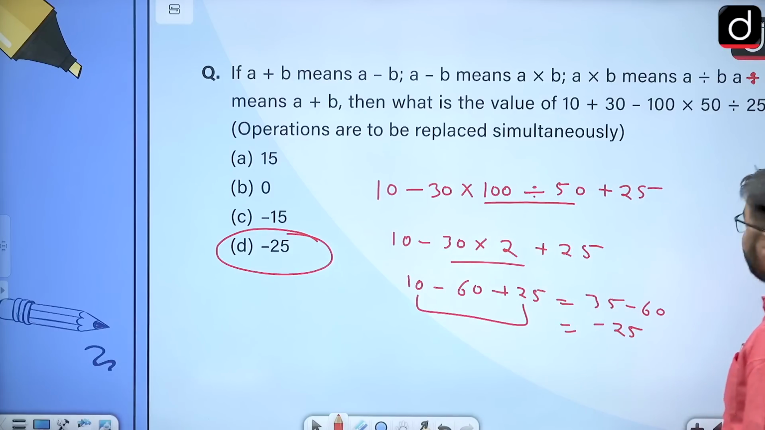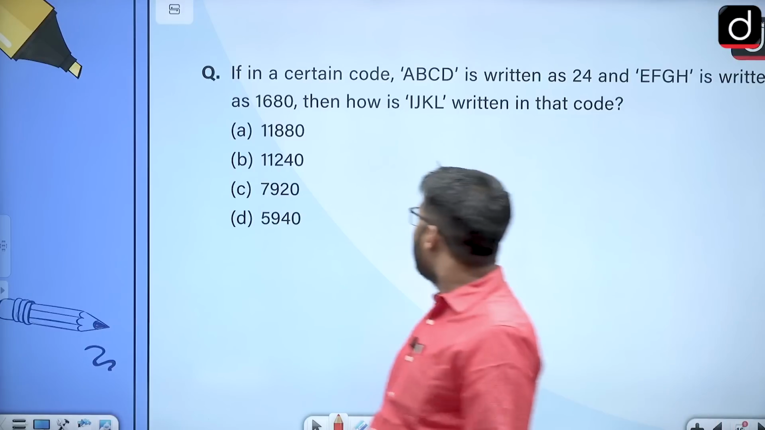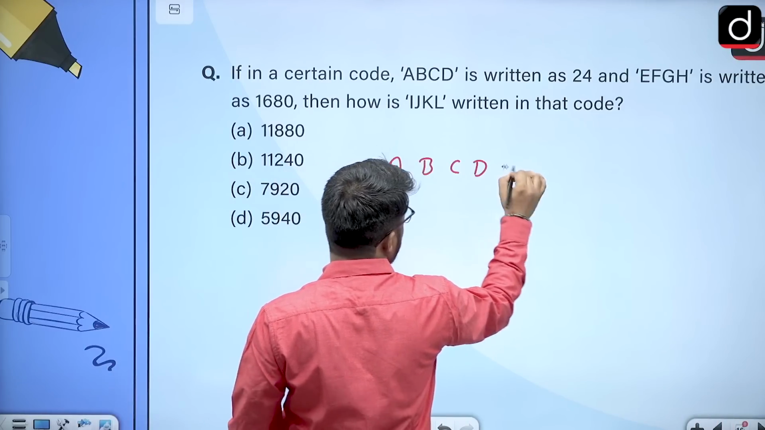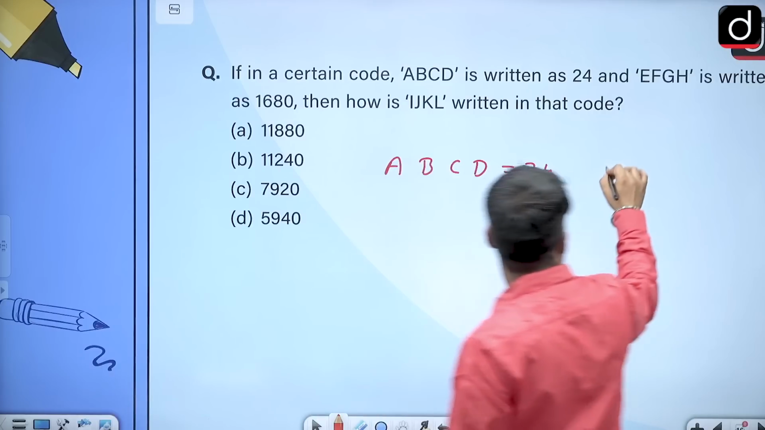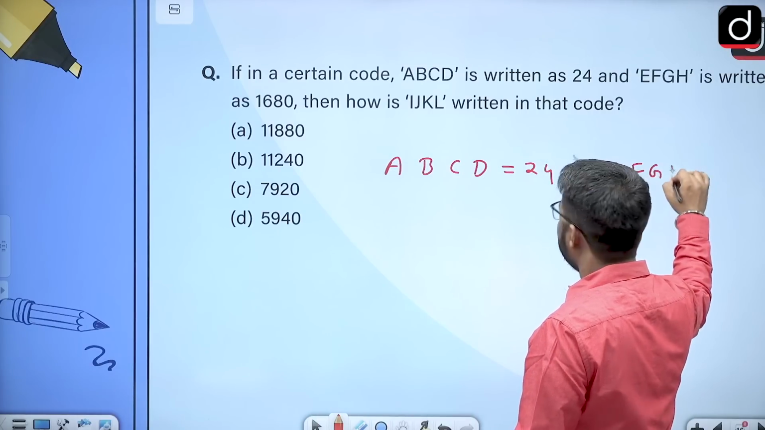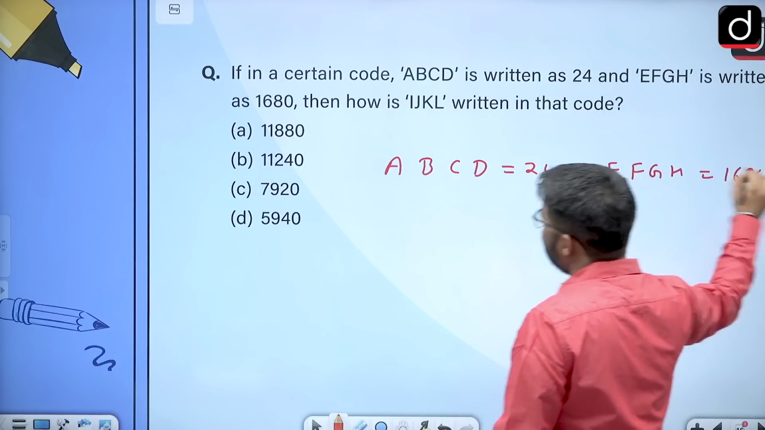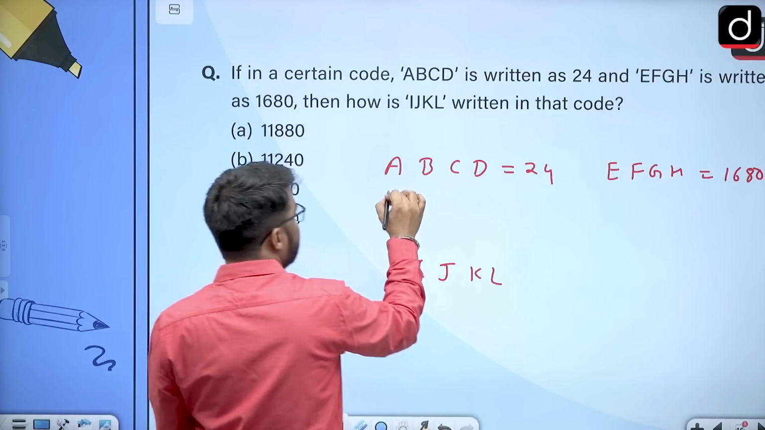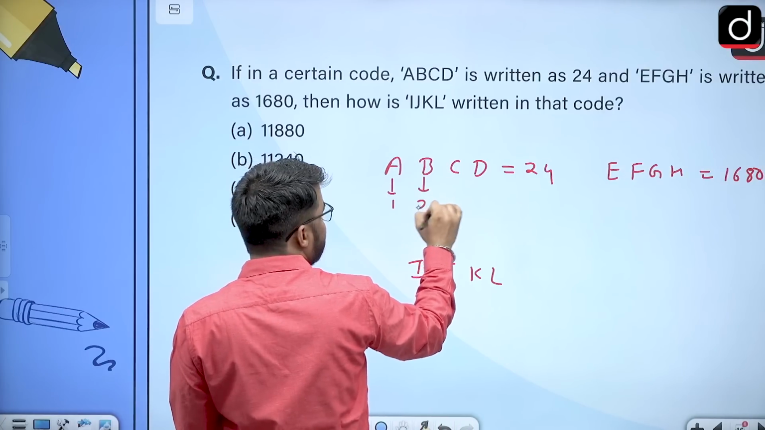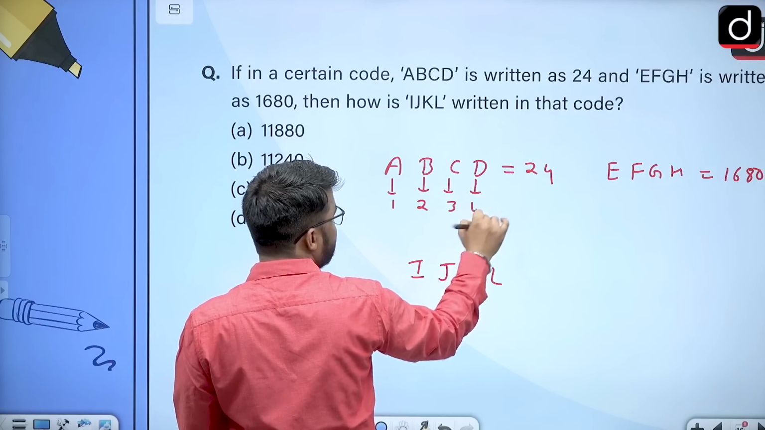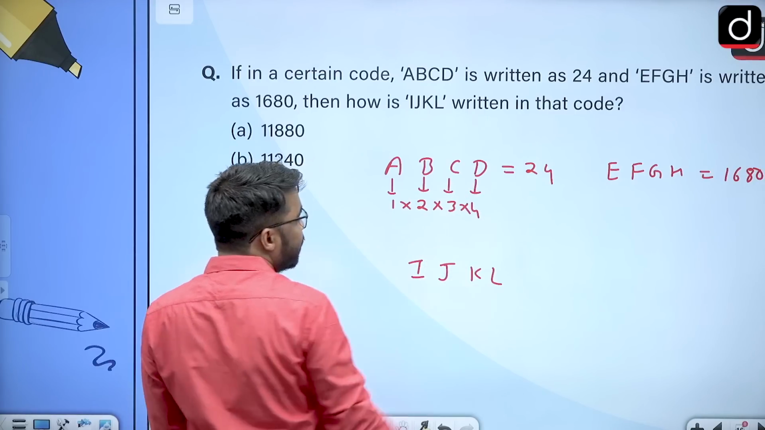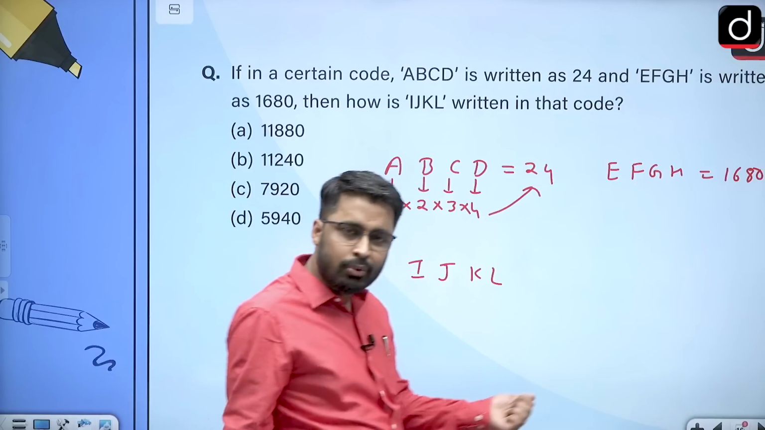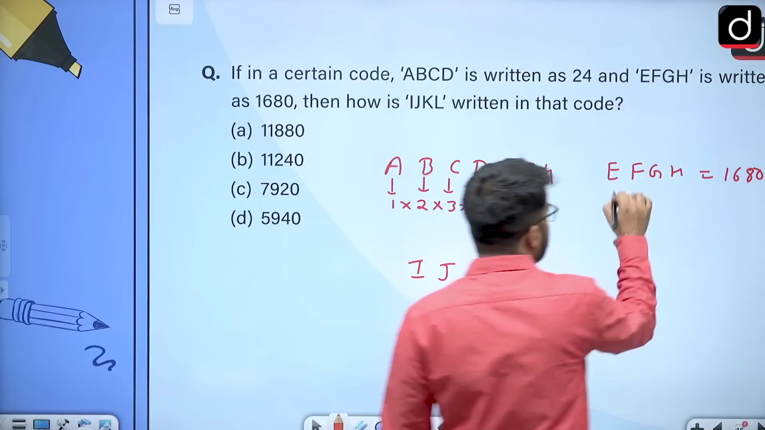Fine, sir. Next question. In a certain code, the value of ABCD is 24 and the value of EFGH is 1680. Then how would IJKL be written? This was a very simple question. A's place value is 1, B's is 2, C's is 3, D's is 4. 1 into 2 into 3 into 4: 2 into 3 is 6, 6 into 4 is 24. So the code was nothing but the product of all the place values.